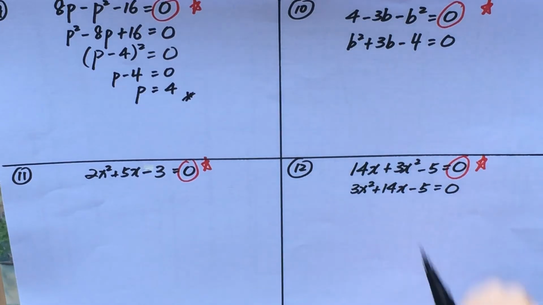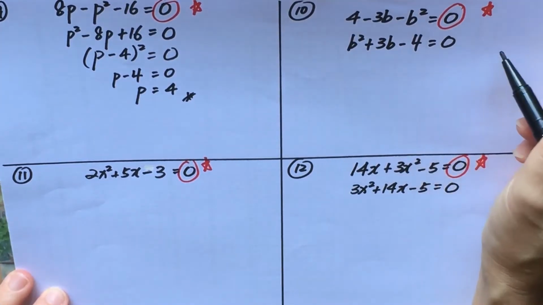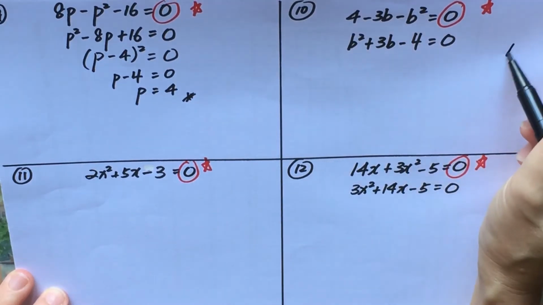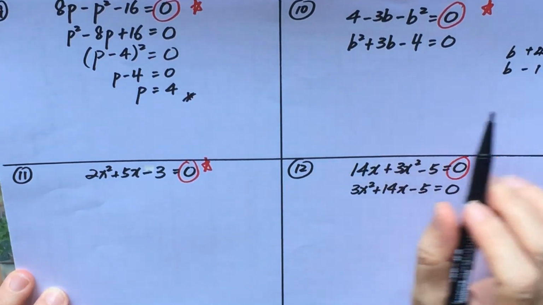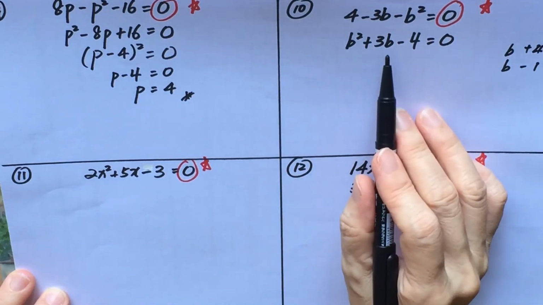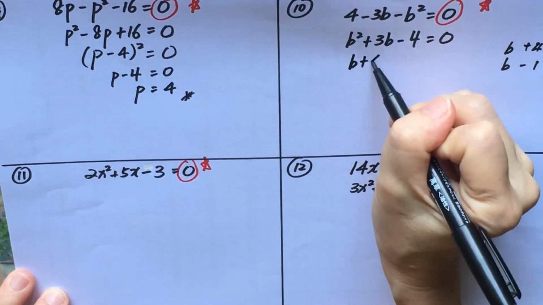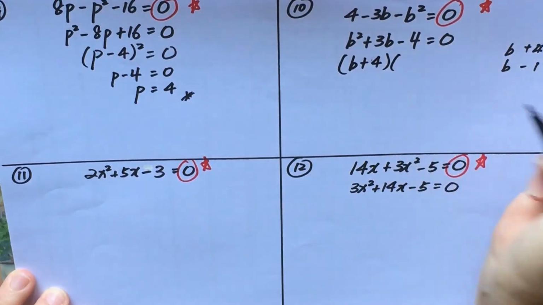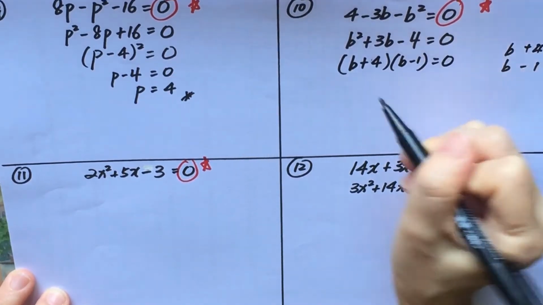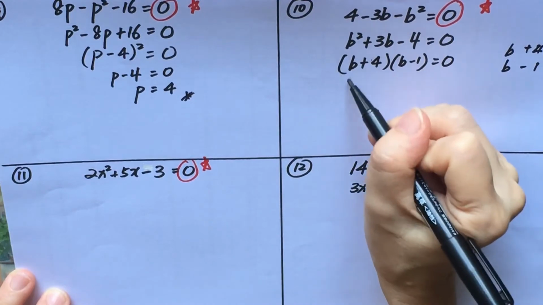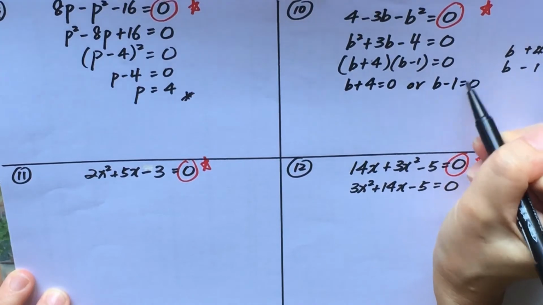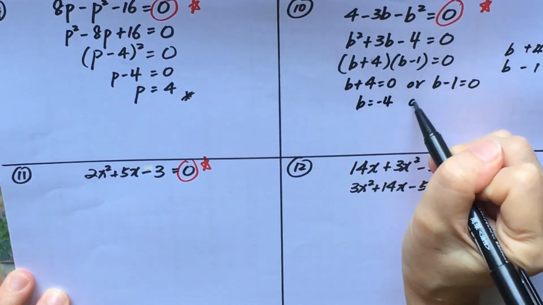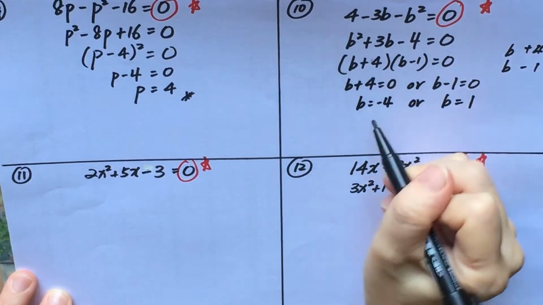Okay, as for this question, b squared plus 3b minus 4, this is not a perfect square, so we try to factorize it by the cross method. b and b, 4 and 1, we put a plus here, we put a minus here, so that we can get 4b minus b, which is 3b. Okay, so this can be factorized to be b plus 4, b minus 1 equals to 0. So now factor law, the product is equals to 0. That means either one of them must be 0. So b is actually negative 4 or b equals to 1. Okay.